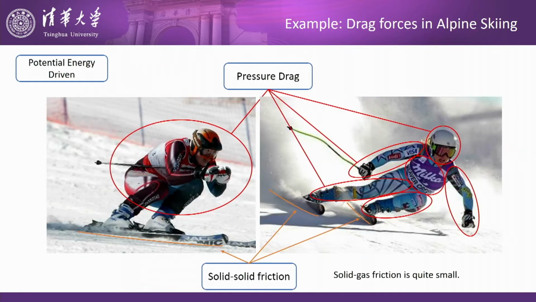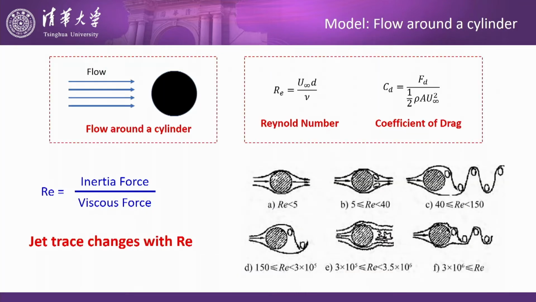Second, potential energy driven, the downhill skiing. We can see the pressure drag because of the body shape, and the solid friction between board and snow. And here, there's almost no, I should not say it doesn't exist, but it's really, really small for the frictions. Okay, so now we get an idea. Pressure drag is the main part. How do we deal with it?